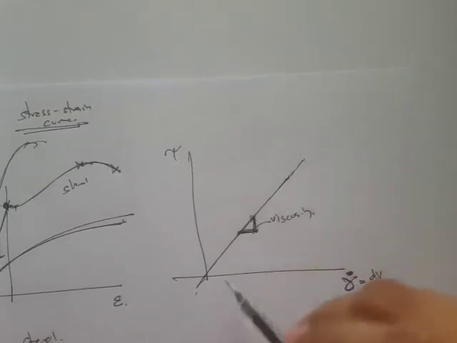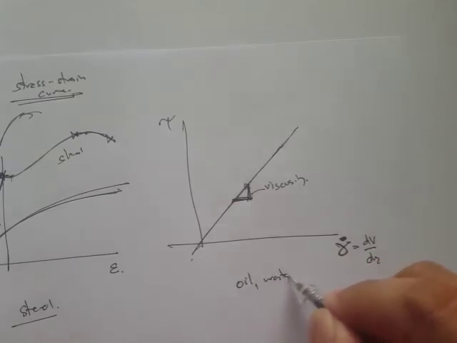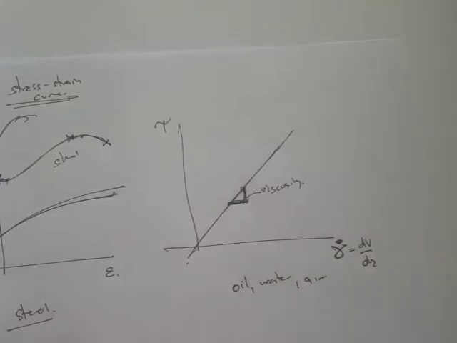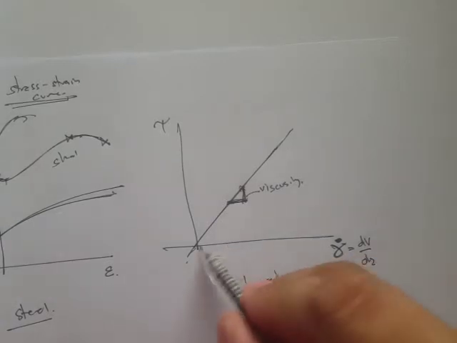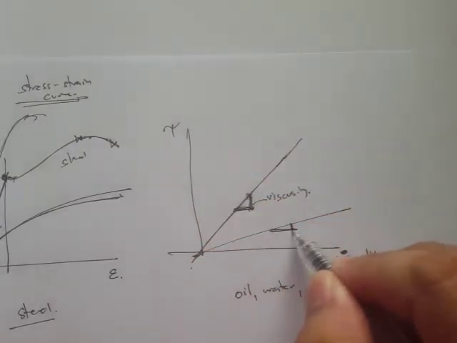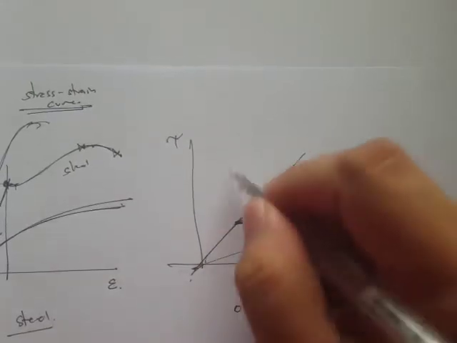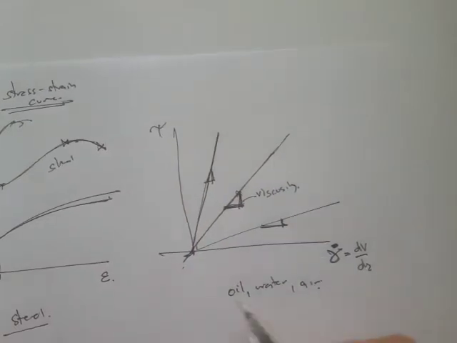Okay, so different fluids will have different viscosities. Take, for example, oil, water, and air. For air, it is easier to cause it to flow as compared to oil, right? So meaning we have a lower viscosity for air than with oil. So for oil, let's say we have something like this. Okay, so oil versus air.